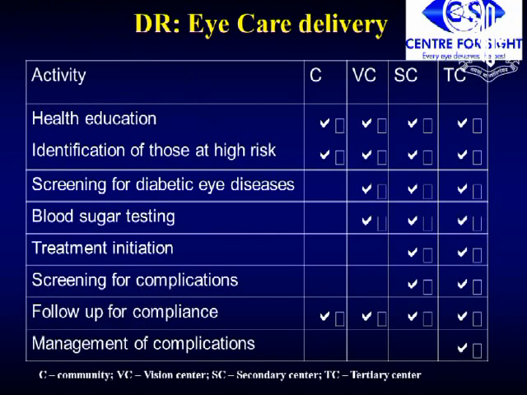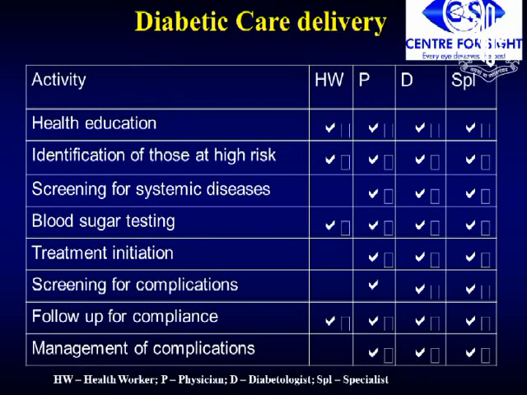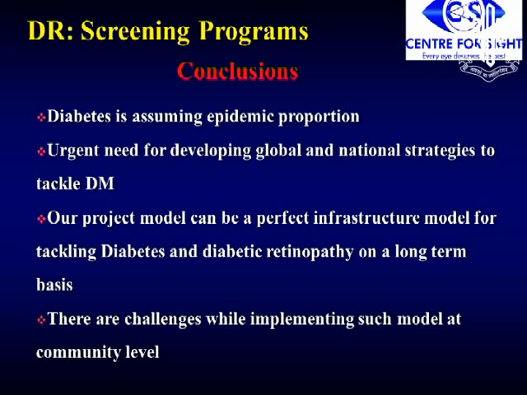And eye care delivery at the community level, vision center level, secondary center level, and tertiary care center level has been indicated here. And the different activities that have been carried out by each agent, that is health worker, physician, diabetologist, and the specialist. So overall, in conclusion, what I would like to say is diabetes is definitely assuming epidemic proportions, and there is an urgent need for a global as well as national strategy to tackle it.